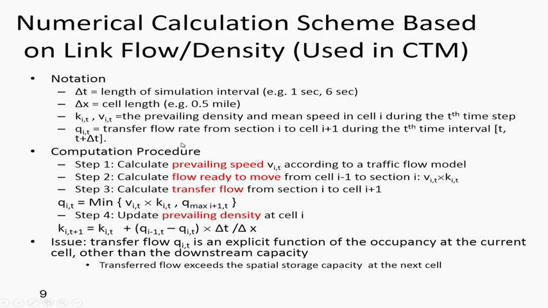Typically, we have 3 or 4 steps to really move the vehicles. Number 1, we need to calculate the prevailing speed, calculate the flow ready to move from one cell to the next cell, and then calculate the corresponding transfer flow by considering the demand and the supply function. Then finally, one needs to update the prevailing density.